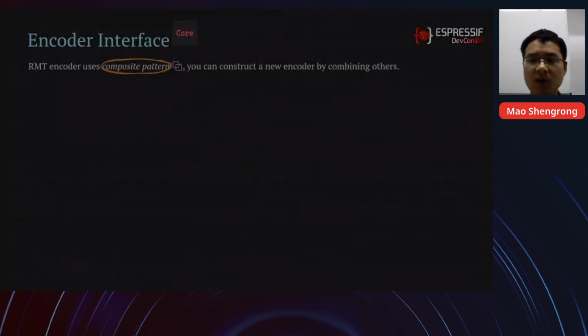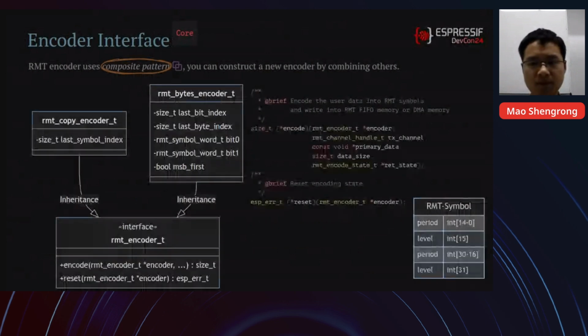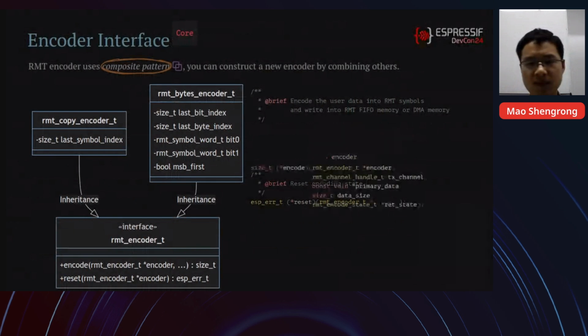In the encoder driver, we use a design pattern known as a composite pattern. This pattern allows us to reuse the existing RMT encoder as a combinator. By chaining these combinators, we can create a new encoder. The public interface defines two crucial methods, the encode and the reset. The encode method is a core algorithm where the logic to pass user data into RMT symbols is defined. An RMT symbol is a 32-bit integer that represents the duration of a specific logic level.